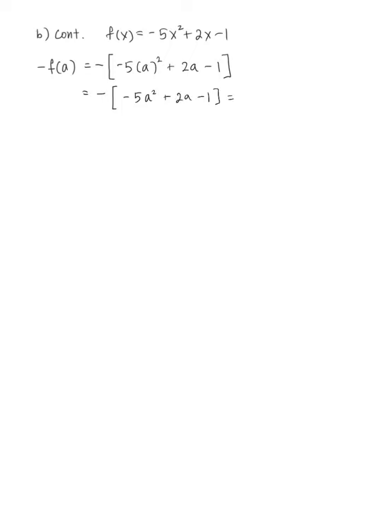Now distribute the minus sign to each term. So our answer is going to look like positive 5a squared minus 2a and then plus 1. And that's going to be the answer. How did you do on this one? Hopefully you're getting it. And let's do the last one. The last one is f of a plus h.